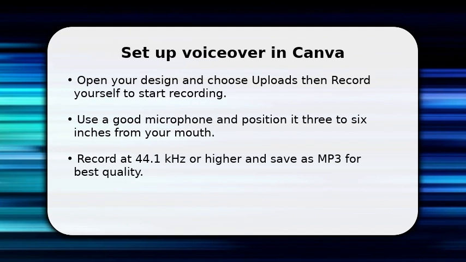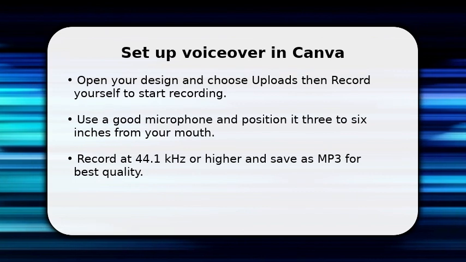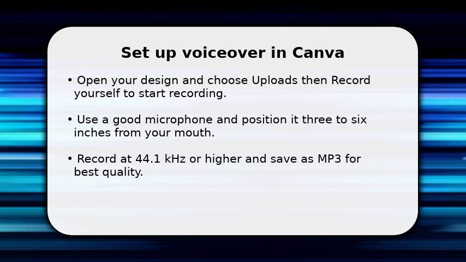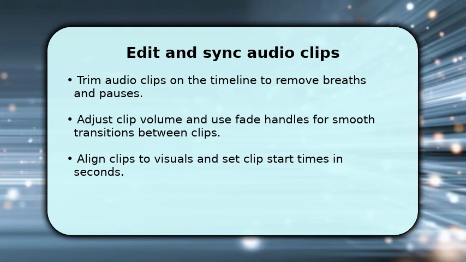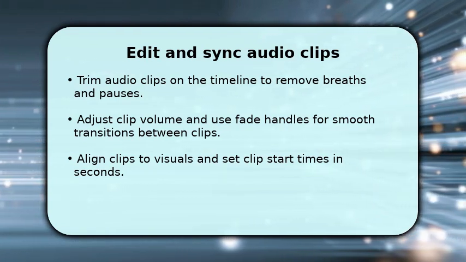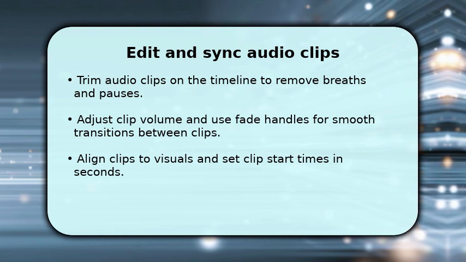Set your recording sample rate to 44.1 kHz or higher, and save the file as MP3 for reliable compatibility. After recording, drag your audio onto the Canva timeline beneath your slides. Trim audio clips by dragging handles to remove breaths, silences, and awkward pauses.